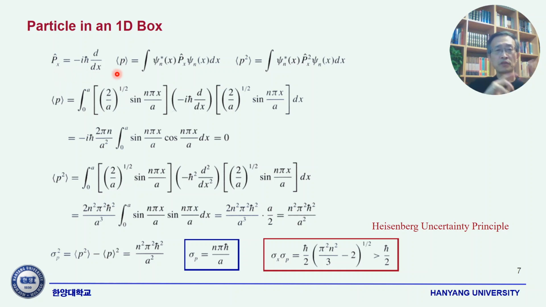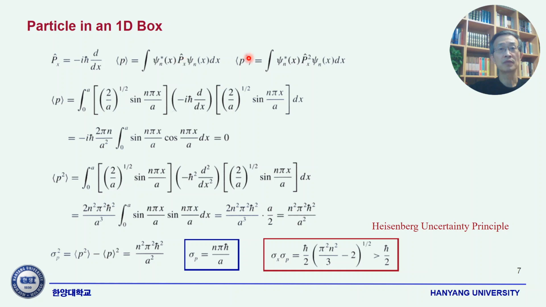Now we do the same thing for momentum. In quantum postulate 3, there is an observable. A classical observable corresponds to a linear Hermitian operator in quantum mechanics. You have a momentum px, and the corresponding linear Hermitian operator is minus h bar d/dx. Once you have an operator, you have the so-called expectation value calculation. You have a wave function psi and a psi star, and you sandwich your operator between psi star and psi, and then you can obtain the expectation value.